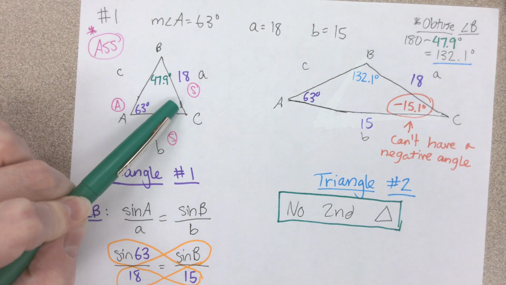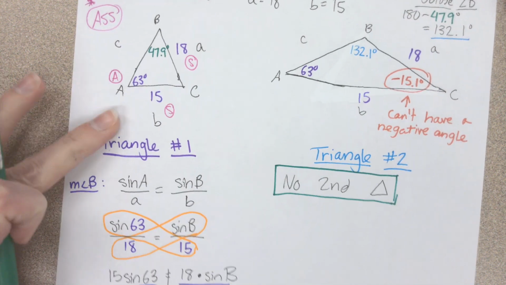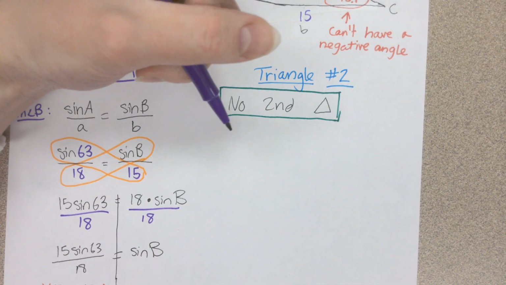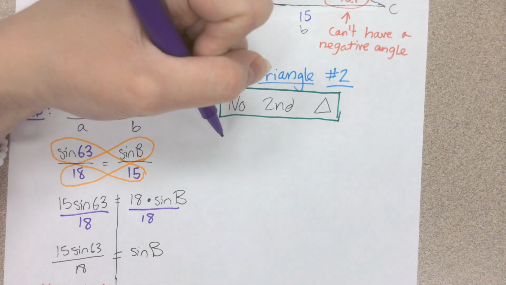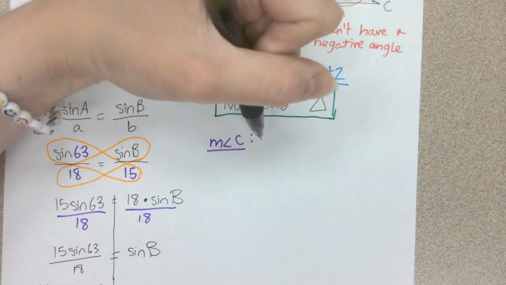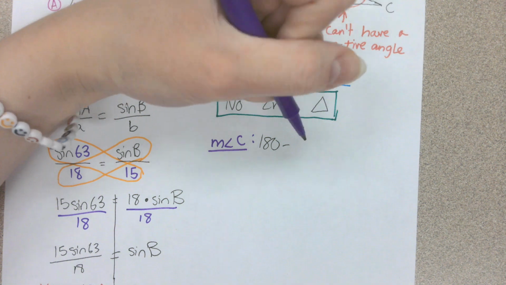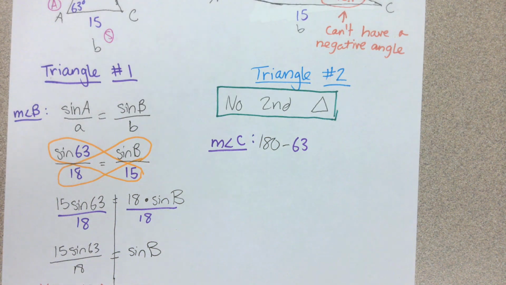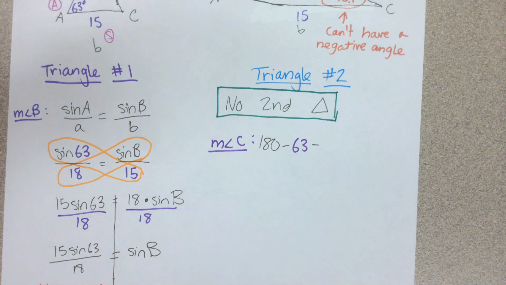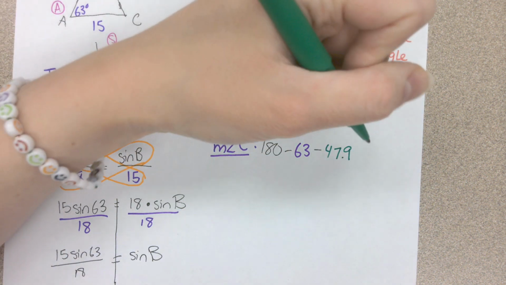Angle C will only take a moment to solve for, as I can use the fact that this whole thing is 180 to find it. So I'm going to write that out real quick. So we have measure of angle C, 180 minus the two angles. We have 63 for A and then 47.9 degrees for B.